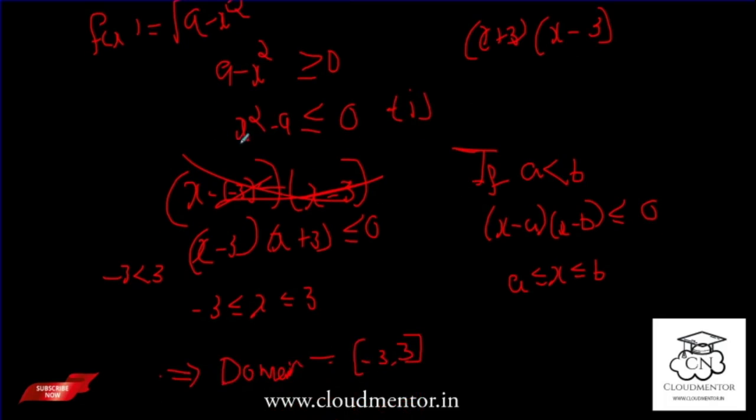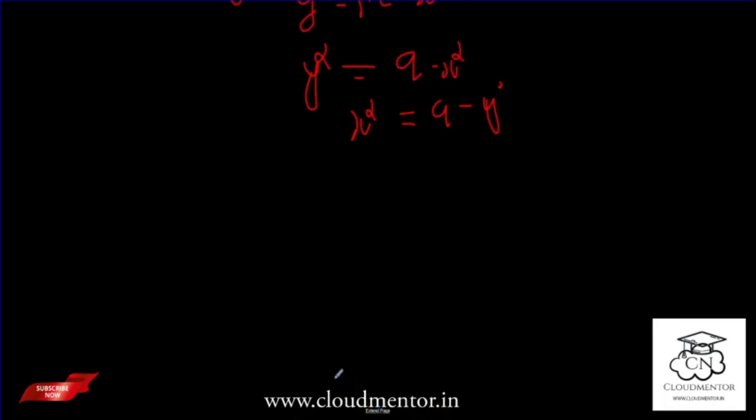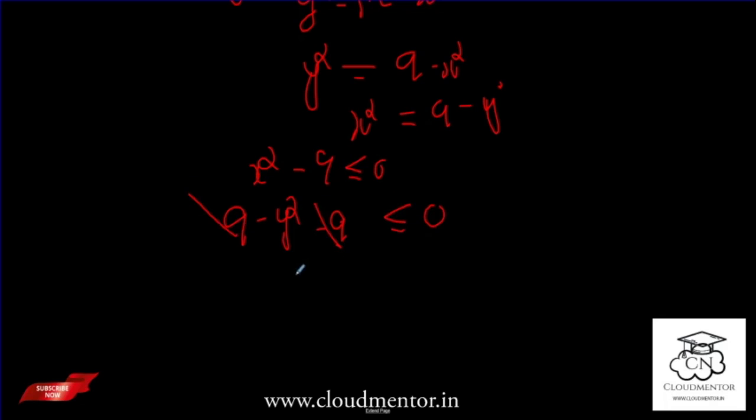If we apply that value of x square in equation 1, which was x square minus 9 is less than or equal to 0, then in the place of x square we can write 9 minus y square. So 9 minus y square minus 9 is less than or equal to 0. That means 9 gets cancelled, and changing the sign, y square is greater than or equal to 0. So y must be greater than or equal to 0.